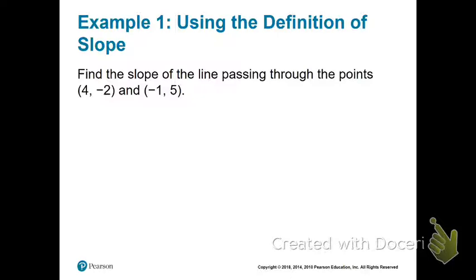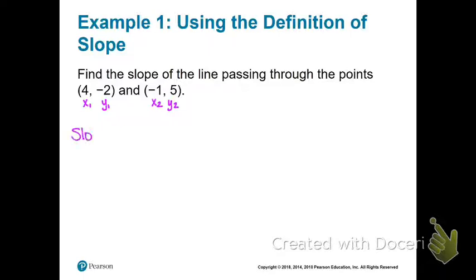Alright, so example 1 says, find the slope of the line passing through the points. If they give you 2 points, you can find the slope using that equation. So we're going to label our points. One of them is x1, y1. The other one is x2, y2. It doesn't matter which one's which, as long as x1 and y1 are in the same parenthesis.